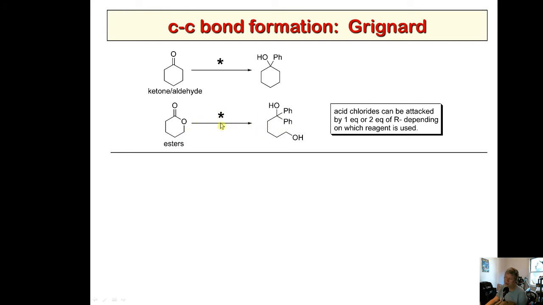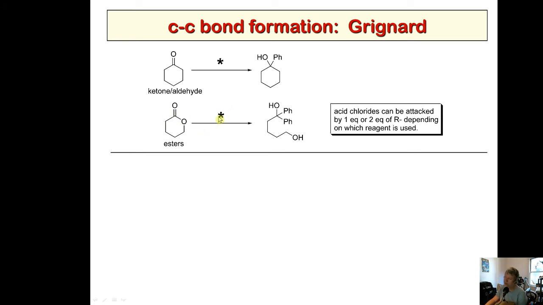You can't attack once with a Grignard onto an ester. There's no way to attack once and stop with a ketone. That's not a possible reaction. Okay, and the reason why is, why can't you just have a Grignard attack once and stop?